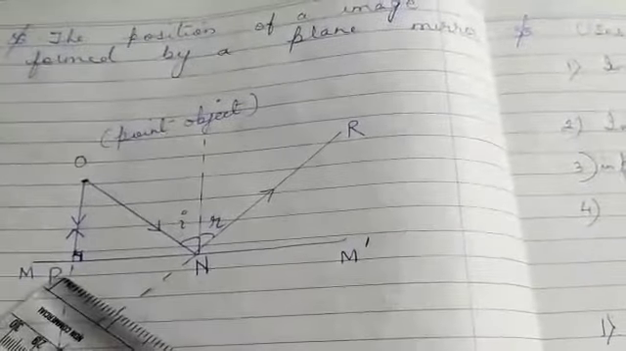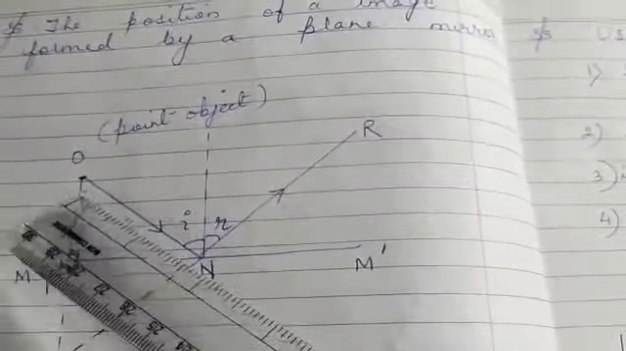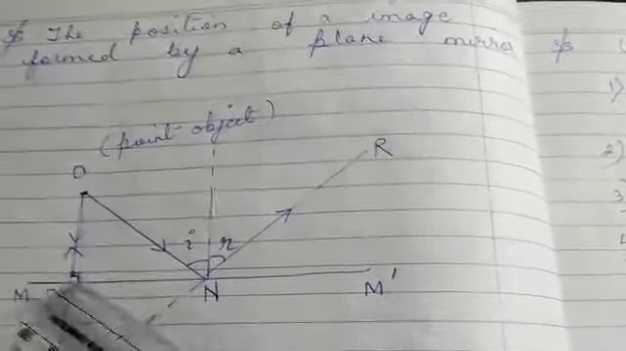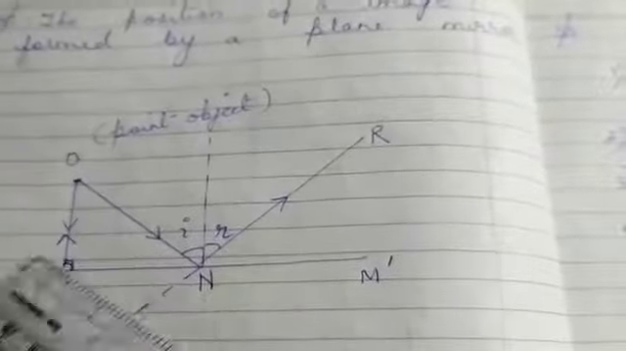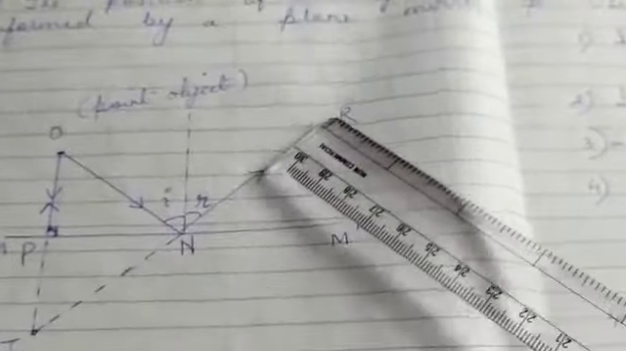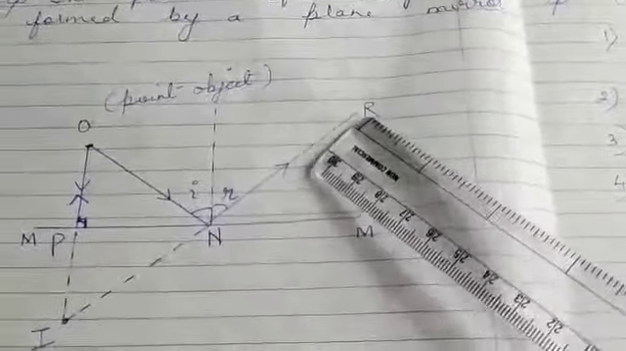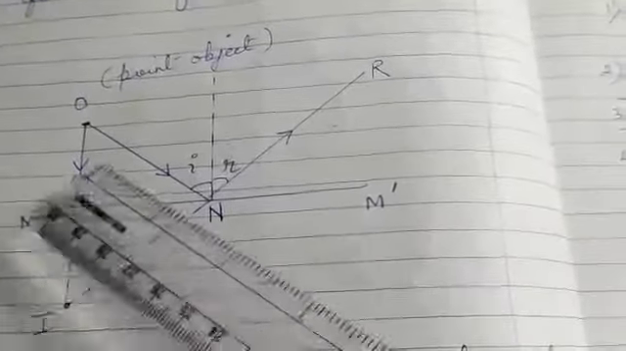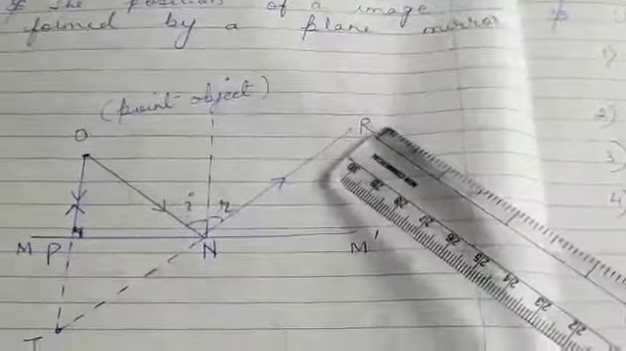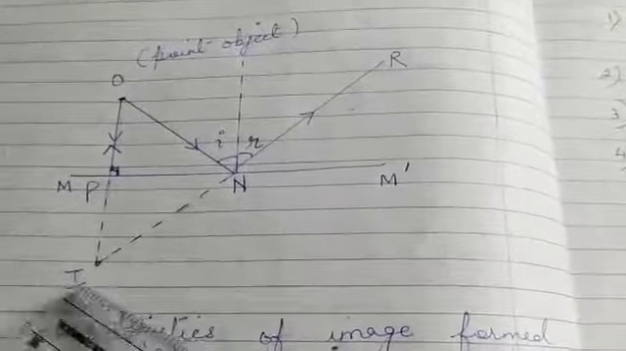Both will follow the laws of reflection. After following the laws of reflection, this incident ray will get reflected back along the same path, because as the angle of incidence is equal to 0, the angle of reflection is also equal to 0. Here, angle of incidence is equal to angle of reflection. Then these two rays again will not meet on this side. So these two rays will meet at this point, that is behind the mirror.